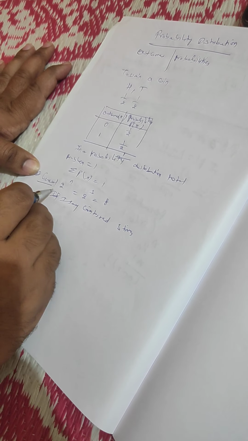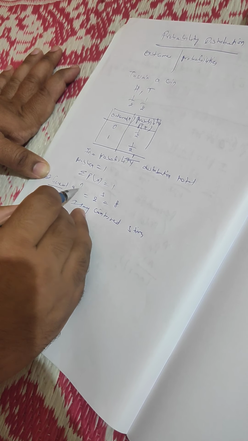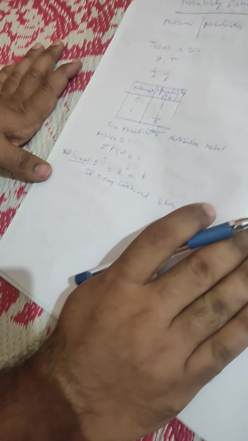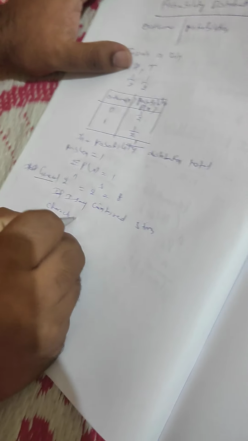This is general, and if a coin is tossed n number of times, the number of outcomes is 2 power n. If it is 3 times, 2 power 3, like that. Then we call this the characteristics of probability distribution.